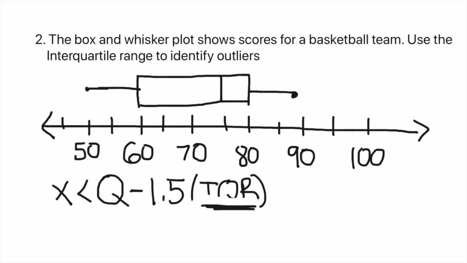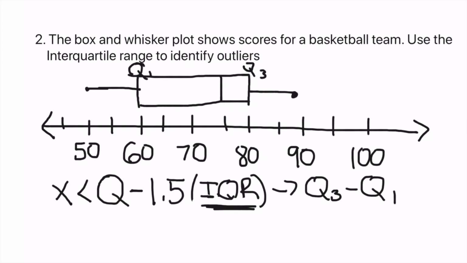So we find the interquartile range by doing quartile 3 minus quartile 1. Because remember, we know range means you subtract the smallest from the biggest, but in this case, we're subtracting the biggest quartile minus the smallest quartile. So here is your quartile 3, and here is your quartile 1. So it looks like it's 80 minus 60. So our interquartile range is 80 minus 60, or 20.